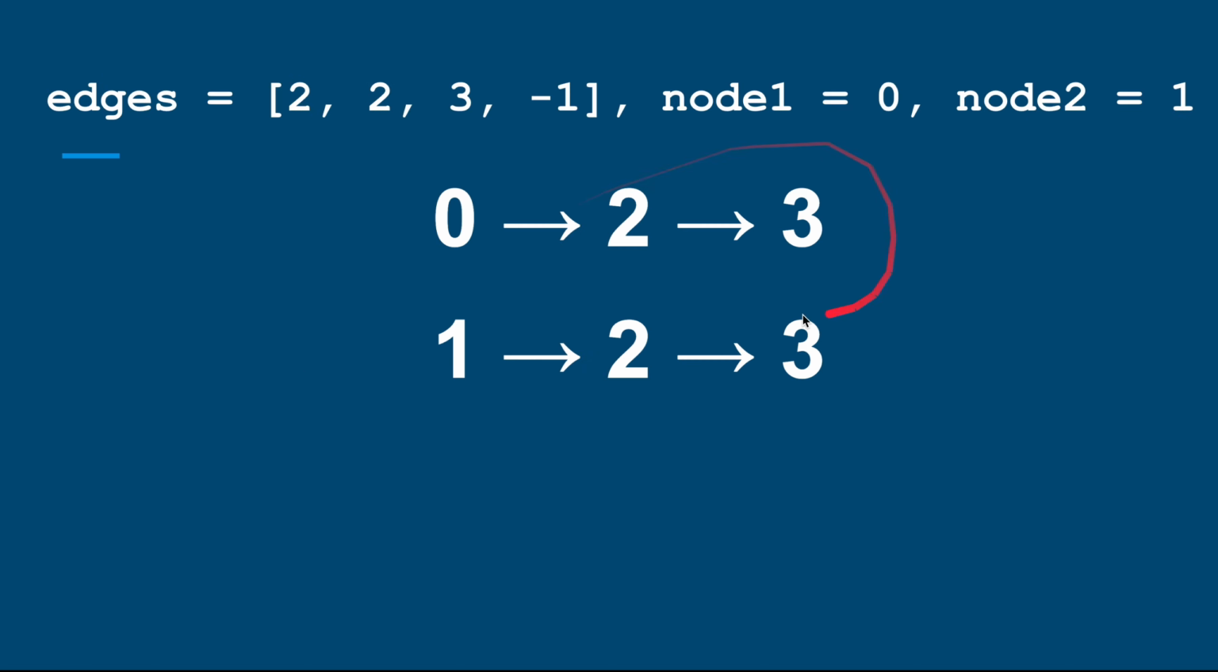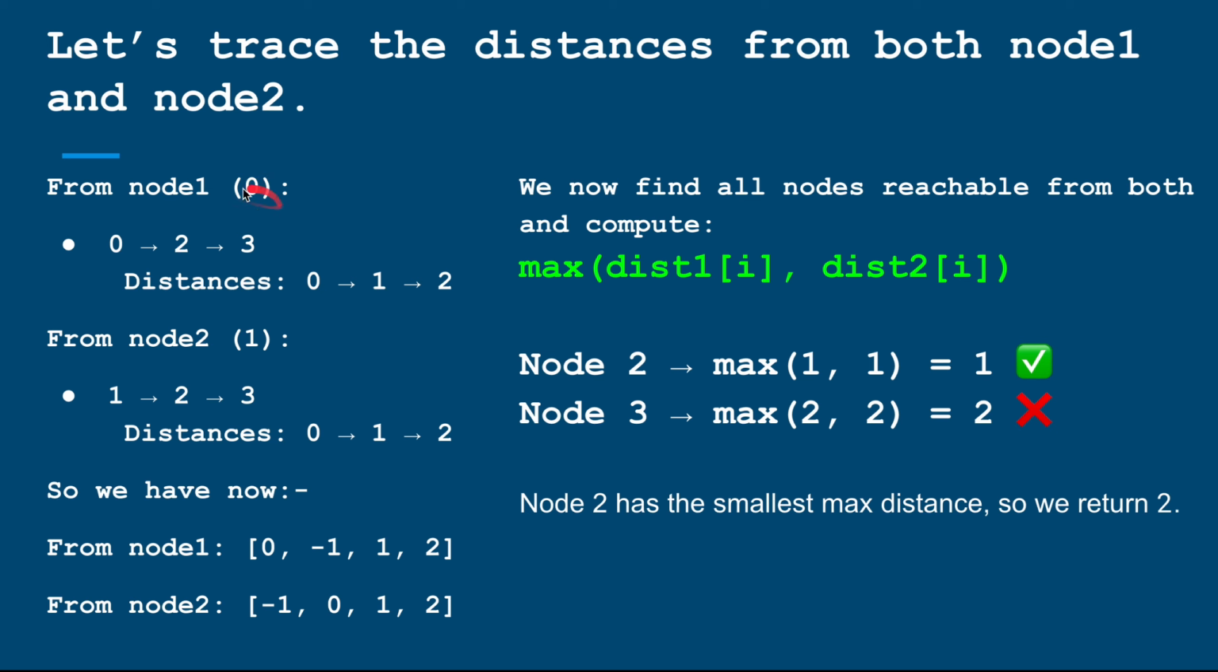We have already seen this. From node 0 we can say the graph has distances 0, 1, 2. If we calculate the distance from node 2, which is 1, it is 1, 2, 3, and the distance is 0, 1, 2, right? So from node 1 we can say the distances are 0, -1, 1 and 2, and from node 2 we'll say -1, 0, 1 and 2. So like this we can represent the distances from node 1 and node 2.